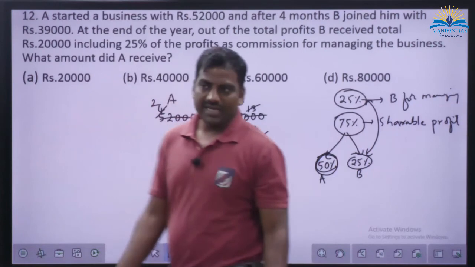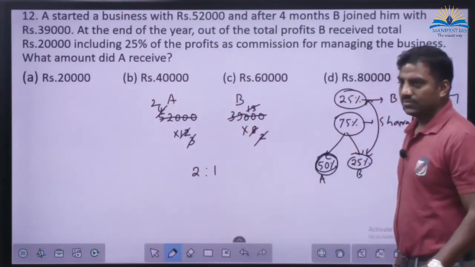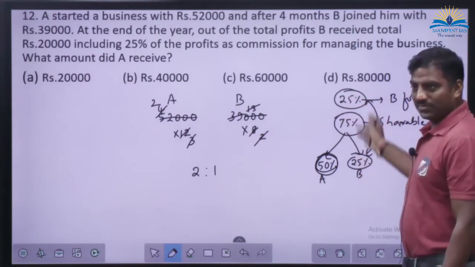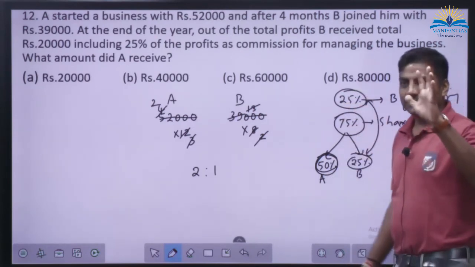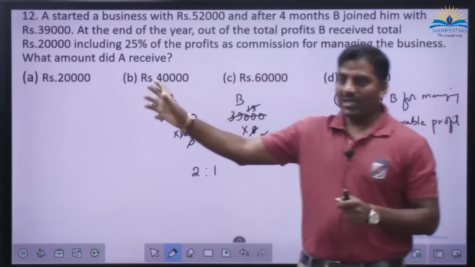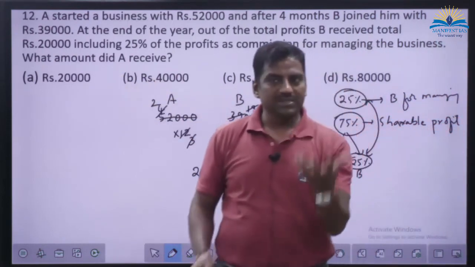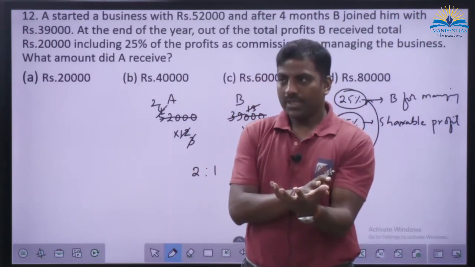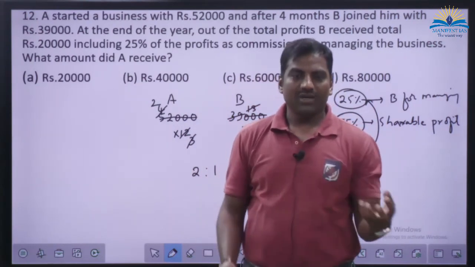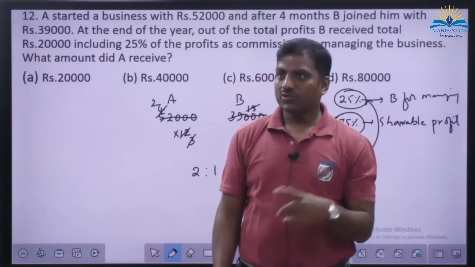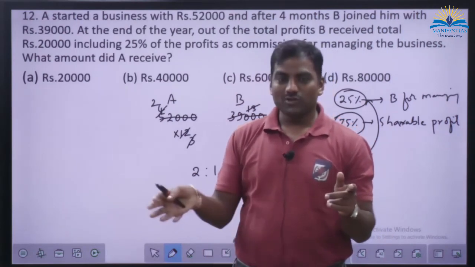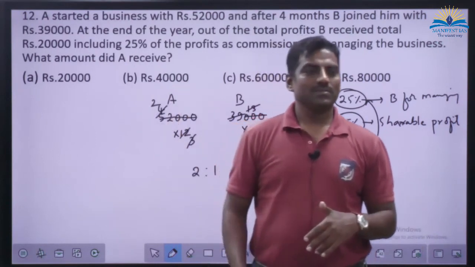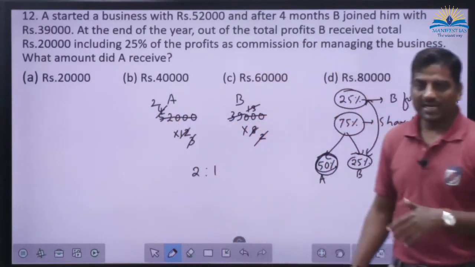Got it? Yes? Any confusion? But while understanding this 25-25, this will get confused. Think of 100 rupees. 25 rupees for salary of B, gone. 75 rupees is remaining. That has to be divided in the ratio 2:1. 50 rupees is A's share. 25 rupees is B's share. Here you should not fight that A is also getting 50, B is also getting 50. But B is putting his extra time and energy, right?